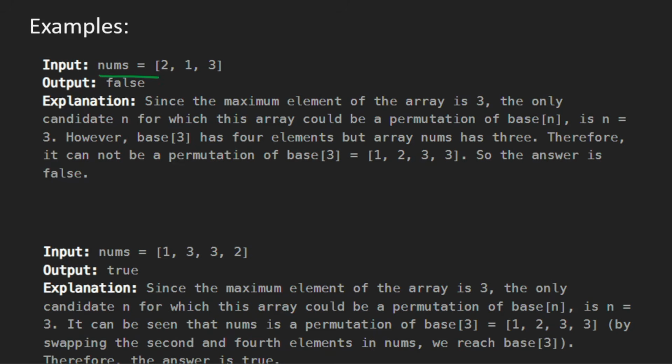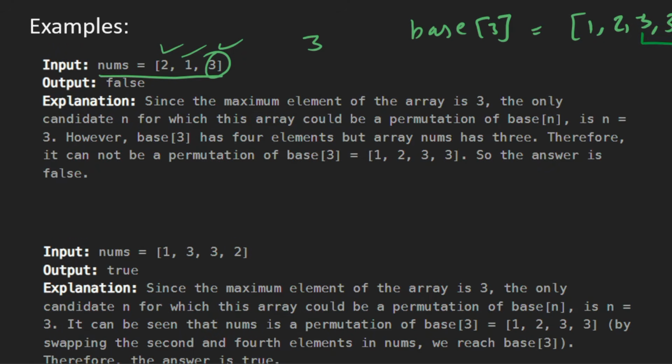So our first nums array is 2 1 3. The maximum element is 3. So this array can be base of 3, but for base of 3 it should be 1 2 3 and 3. But here we have 1, we have 2, we have 3, but in base of 3, 3 should appear 2 times, and here 3 is only appearing 1 time. So it is not base of 3, so it is not good, so we have to return false, right?